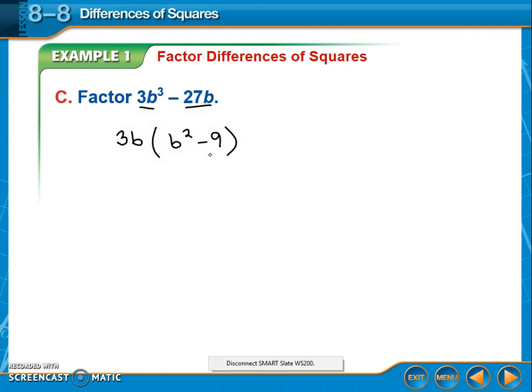Now, this part inside the parentheses is a perfect square. So my a is going to be b, and my b is going to be 3, because 3 squared is 9. So when I go to factor this, this is going to be 3b times b minus 3, and then we're going to do plus. And that's that thing factored now.